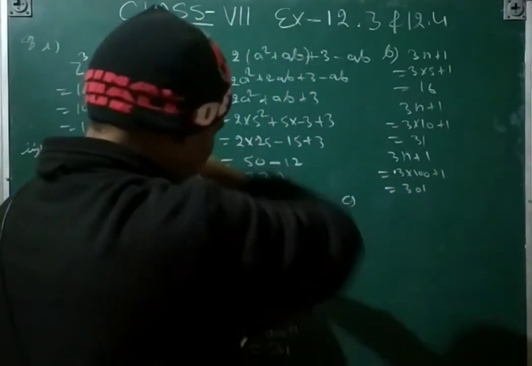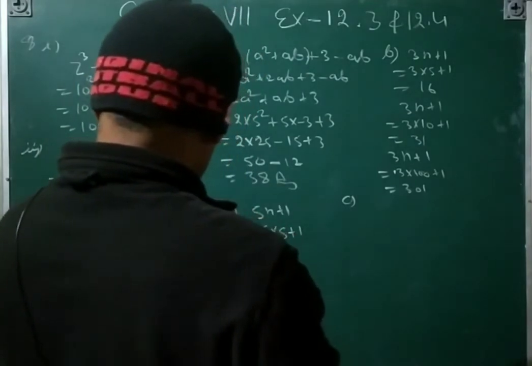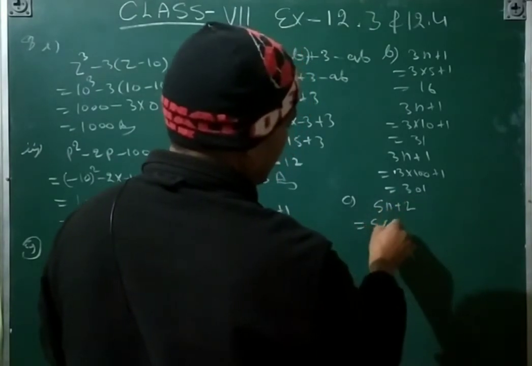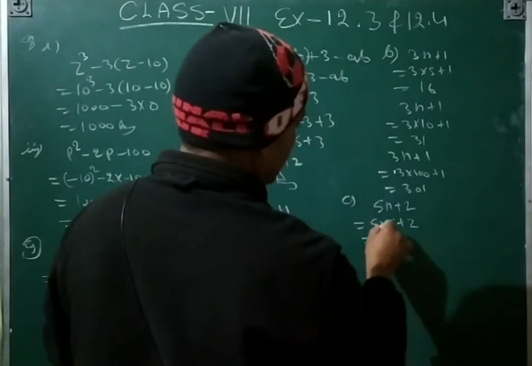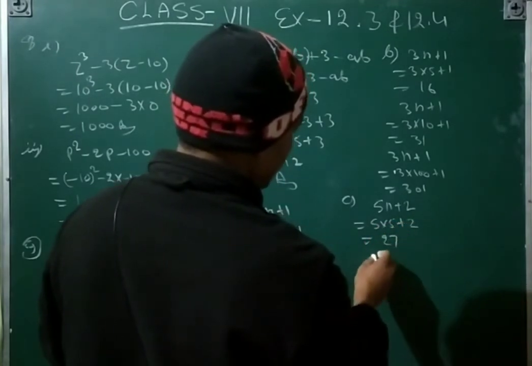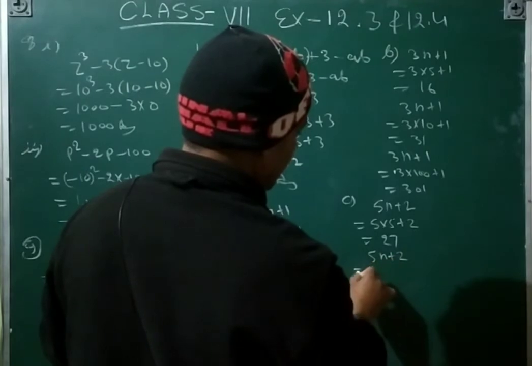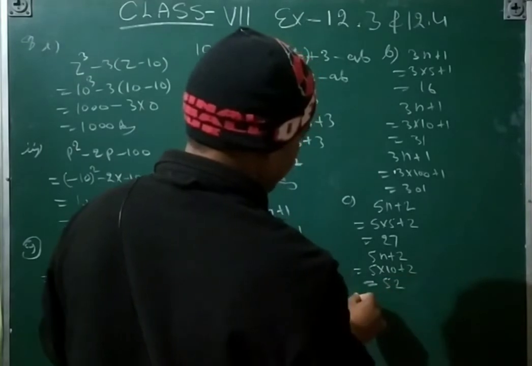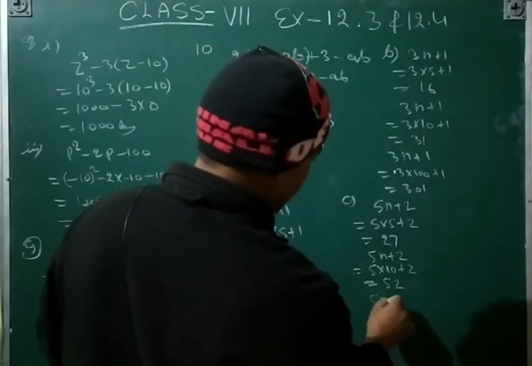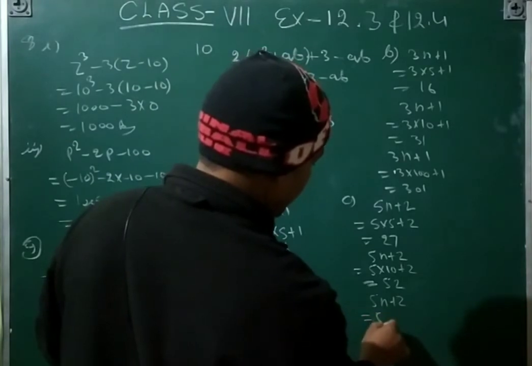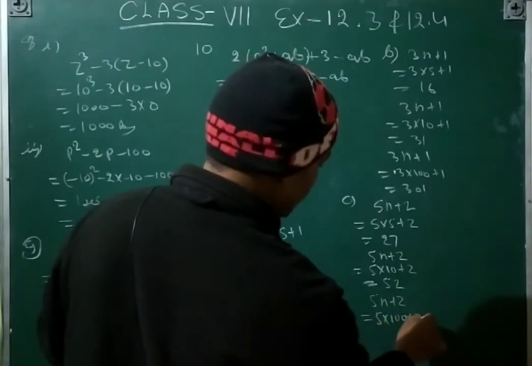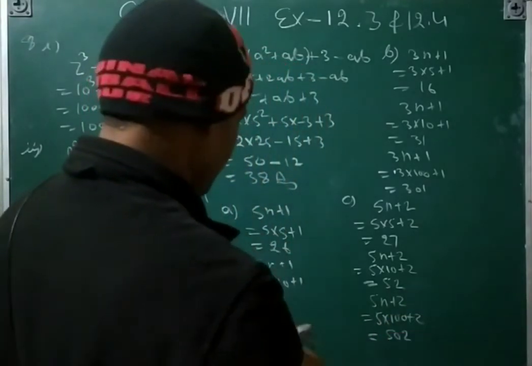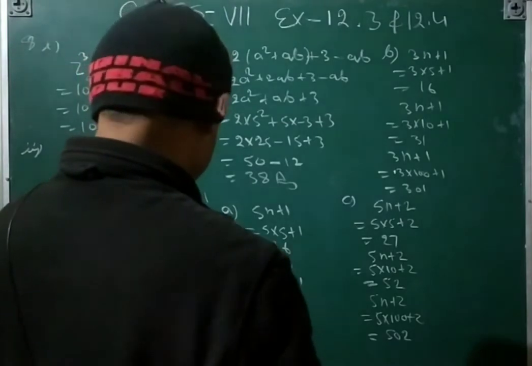C part is 5n plus 2. First of all we place the 5: 5 into 5 is 25, plus 2, 27. And then again 5n plus 2 with 10: 50 plus 2, 52. And then 5n plus 2, now 100 will be placed: 5 into 100 plus 2 is 502.